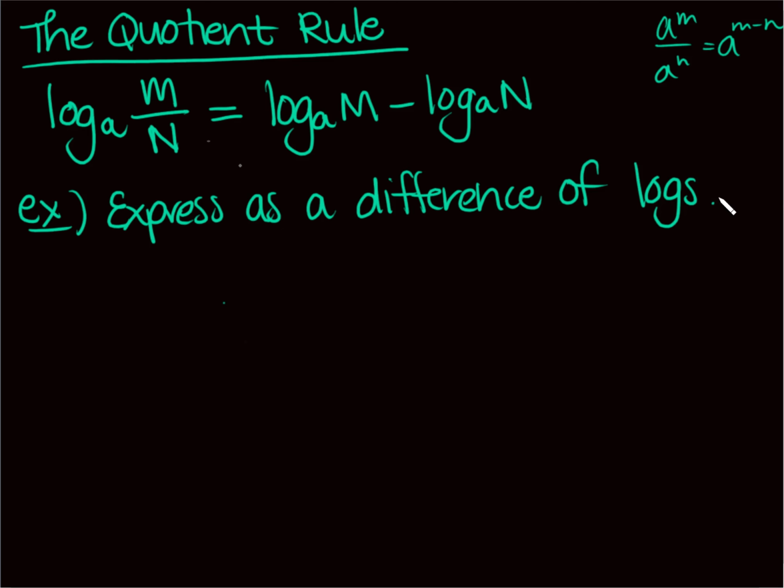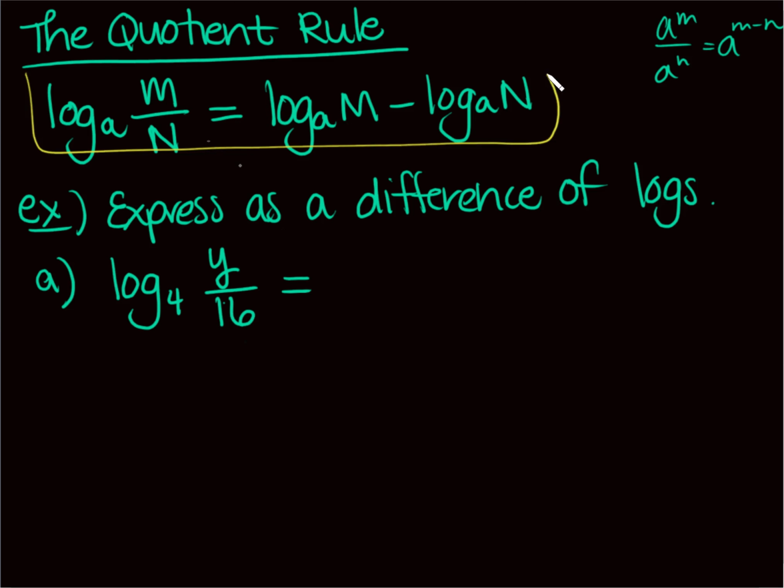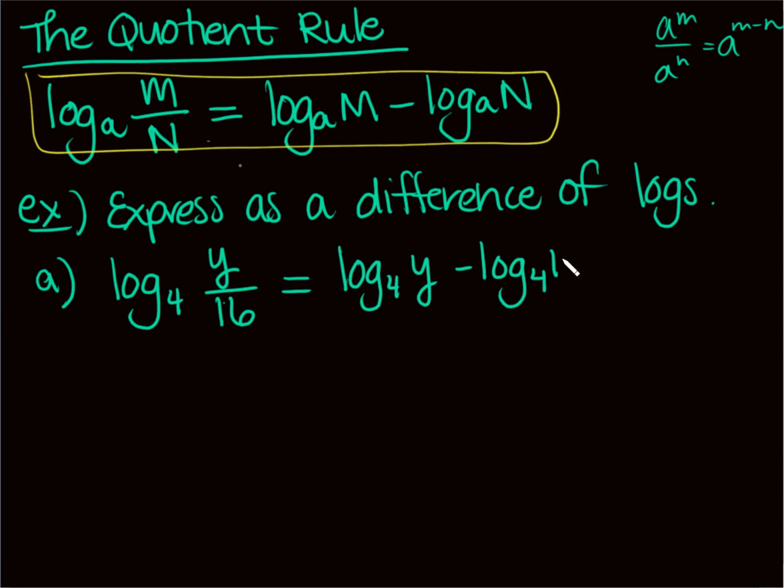I'm just going to put logs because I'm lazy. So what if we had something like log, let's say base 4 of y over 16. Okay, log base 4 of y over 16. If I'm going to use my quotient rule right here, that tells me it becomes the difference of two logarithms. So this becomes log base 4 of y minus log base 4 of 16.